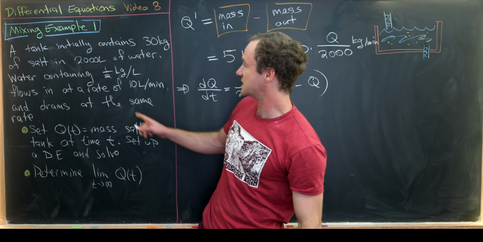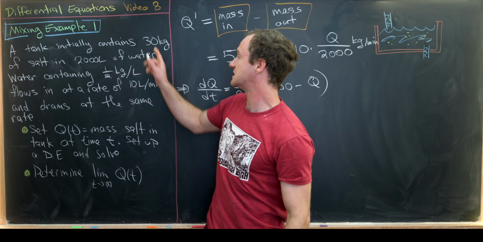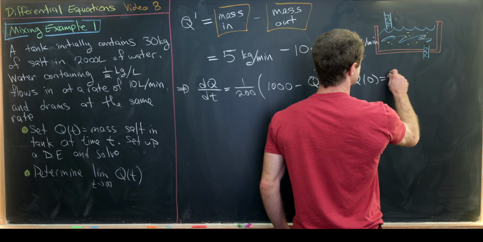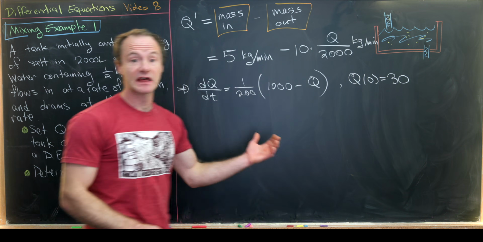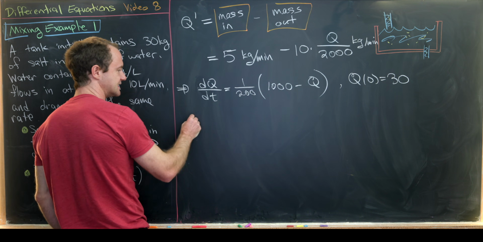The initial condition is built into this first sentence. The tank initially contains 30 kilograms of salt. That means we know that Q evaluated at 0 is 30 kilograms, I should have said. So we've got a separable differential equation. We can easily solve this.